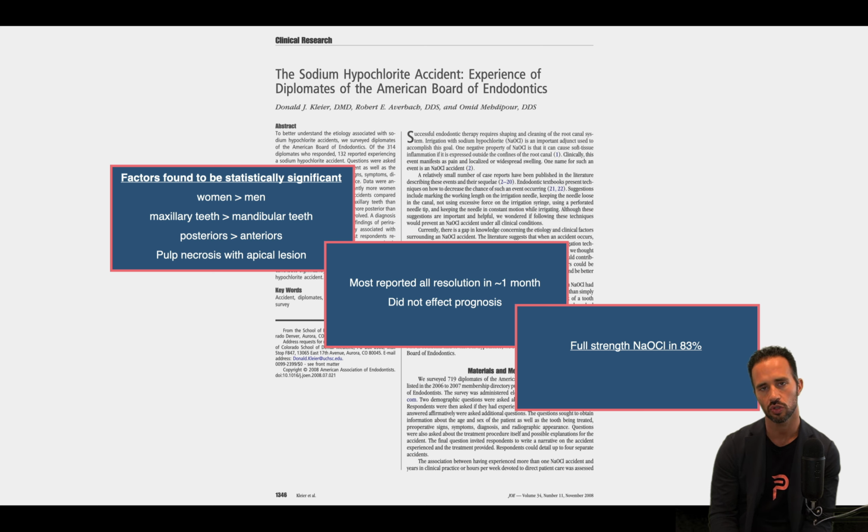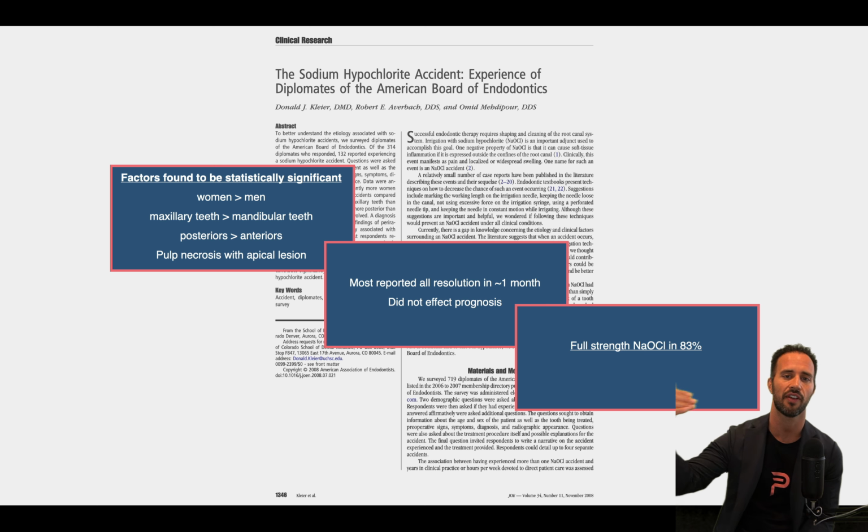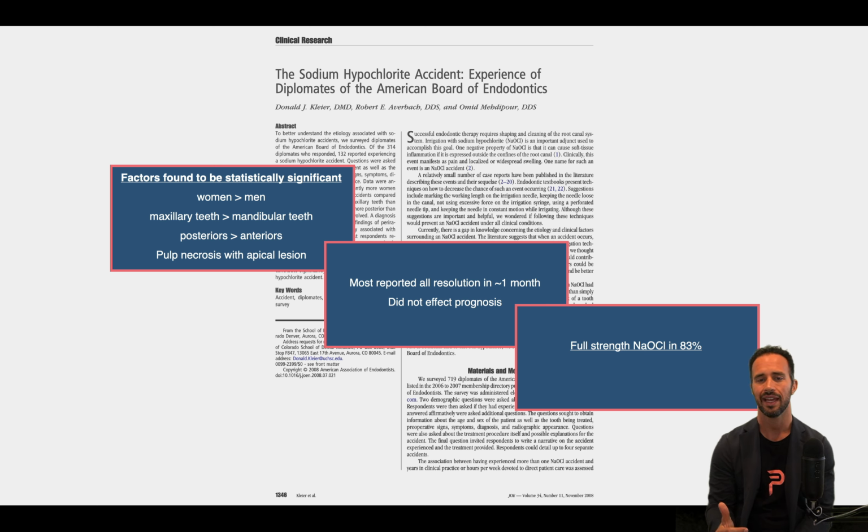And that's likely due to the fact that the periapical bone creates somewhat of a barrier as opposed to a big void in the jawbone that's going to be a potential site where the sodium hypochlorite will seep out and create this problem. Also, all the cases resolved in approximately 1 month, which is a long time, I know, but it didn't technically affect the prognosis of the case. And the diplomats that responded reported that 83% of the time they had used full-strength sodium hypochlorite when this occurred.